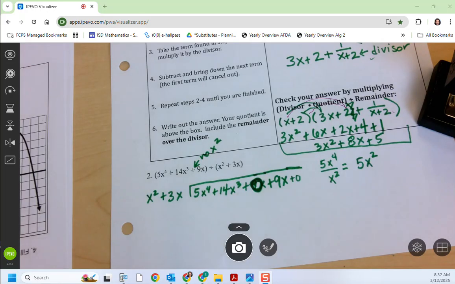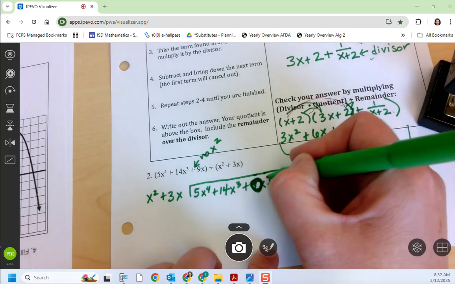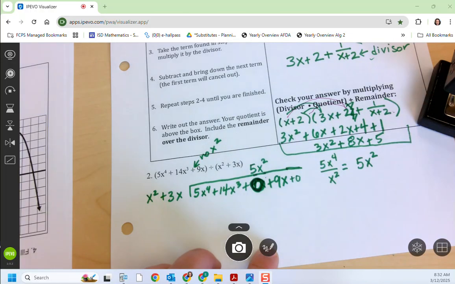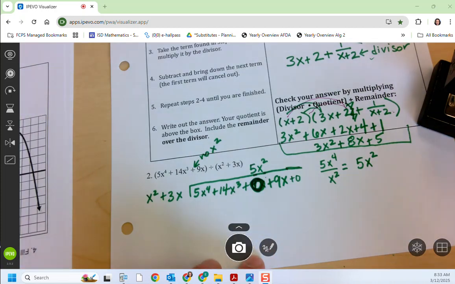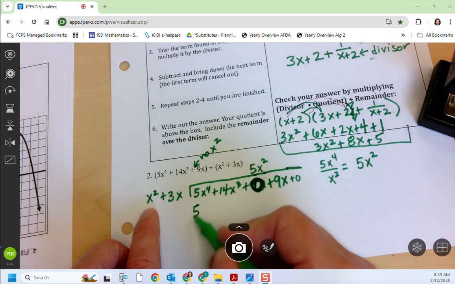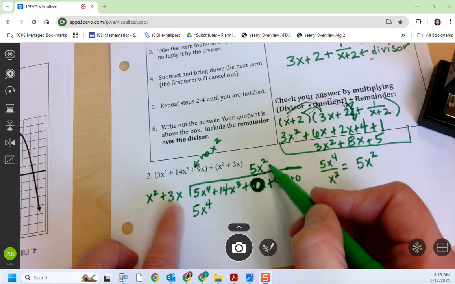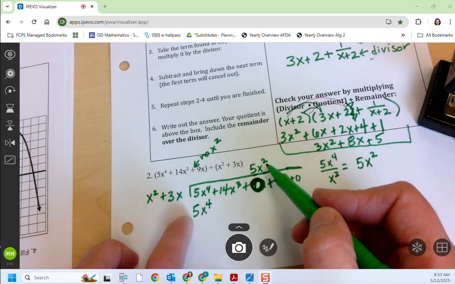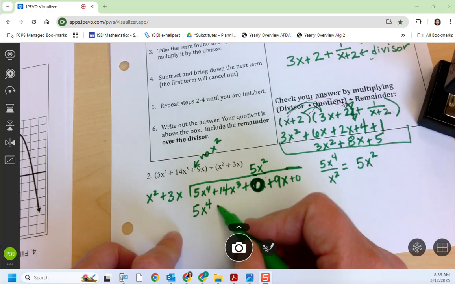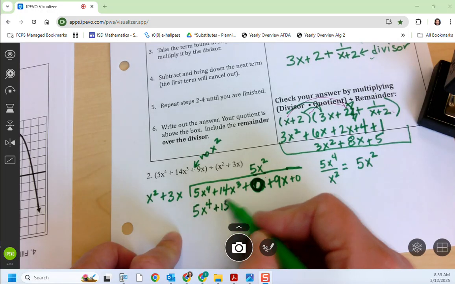All right, so now I have a place for my 5x squared. It goes here, because I was just missing that. And now I'm going to multiply. So 5x squared times x to the 2 is going to be 5x to the 4. And 5x squared times 3x is 15x to the what? Does only one person know? 15x to the what? It is 3, because you add the 1 and the 2. So 15x to the 3.